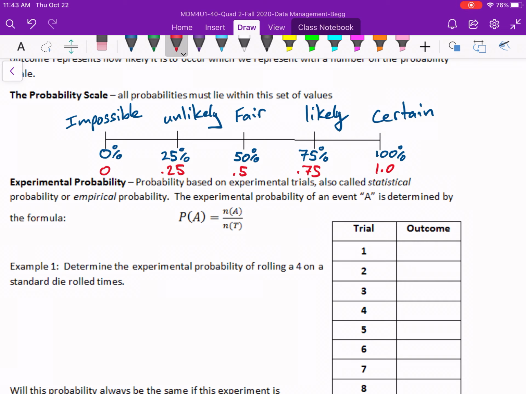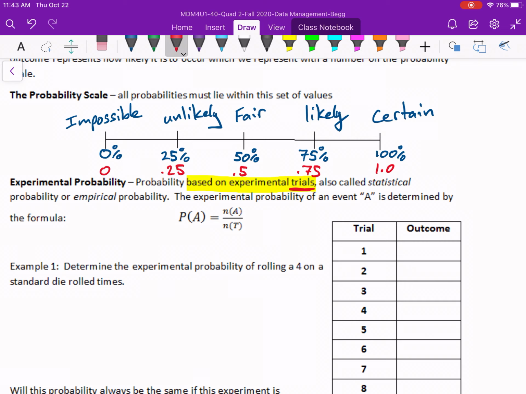Now, I've already talked a little bit about experimental probability. This is probability based on experimental trials. Sometimes it's called statistical probability or empirical probability, but the main thing is it's based on trials. In fact, I'm going to underline the word trials because that implies we have to actually do something to get experimental probability. And again, when I say we have to do something, I don't mean we necessarily have to do the experiment. Nature may provide it for us, but something has happened that we're then measuring.